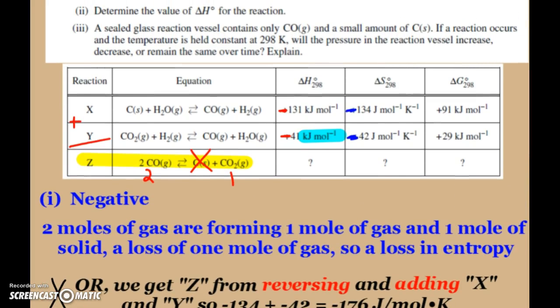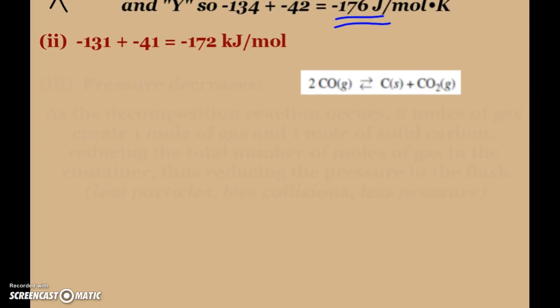Last part. A sealed glass reaction vessel contains only carbon monoxide and a small amount of carbon. Okay, again, we're dealing with my reaction Z. So the vessel has some carbon monoxide and a tiny bit of carbon. The reaction occurs, temperature is held constant. Is the pressure going to increase, decrease, or stay the same? And explain. Okay, so again, here's my reaction. And as the reaction goes, again, I go from 2 moles of gas down to just 1 mole of gas. So there's less gas.